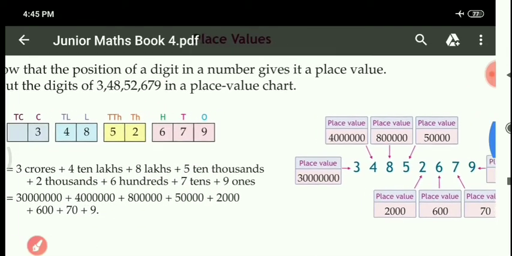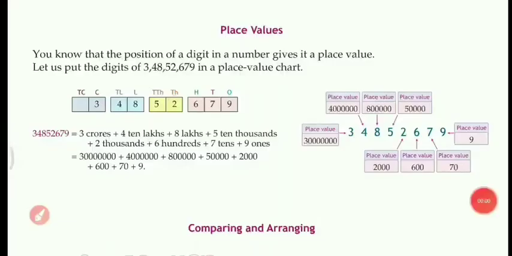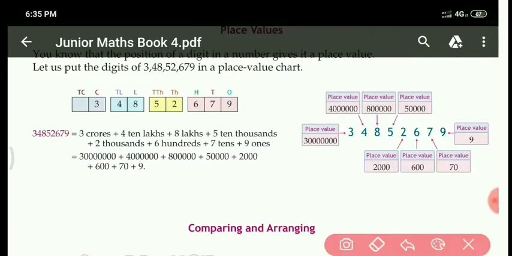Okay, and now you can see here place value, what will it be? See, the number given is 3 crore 48 lakh 52,679. So what will be the place value now? Every digit, you can see 9 is given at which place? Ones place. So 9 ones will be equal to 9 only. Okay, 7 is given at tens place. So 7 tens, 7 tens is 70 only.